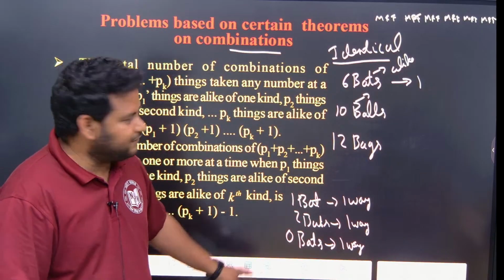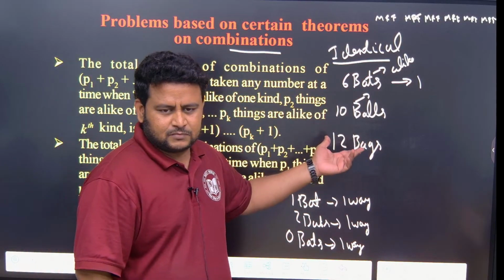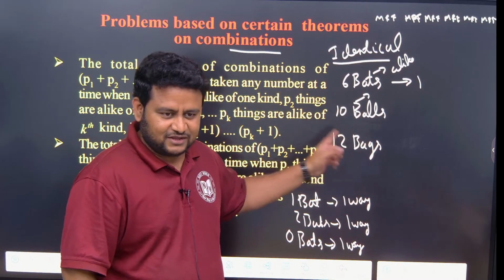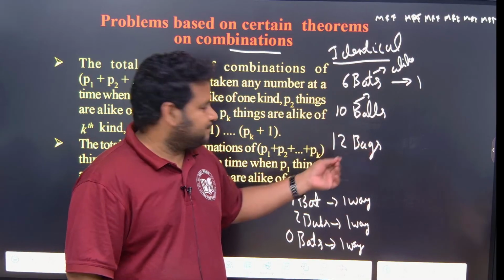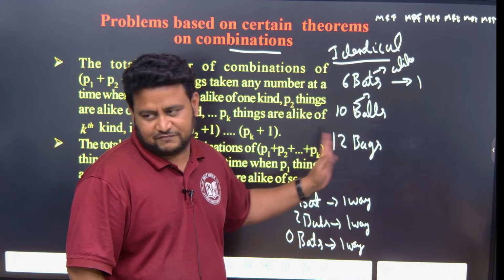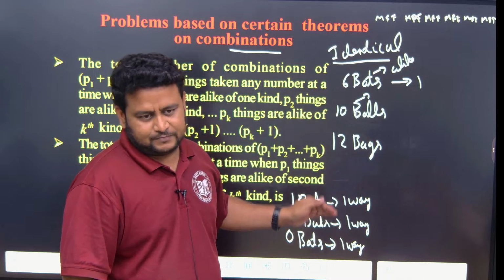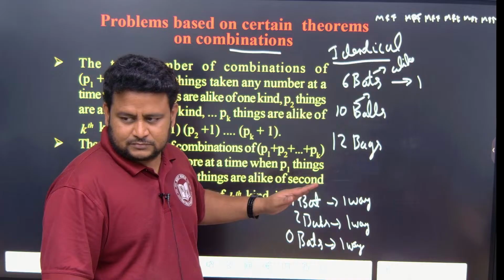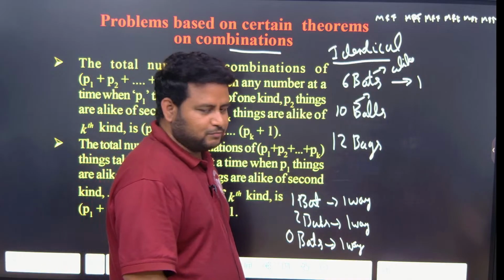Clear? 1 way only. Same thing goes for balls. 1 ball, 1 way. 10 balls, 1 way. Not 10 ways, 1 way. 0 balls, 1 way. 12 bags, 1 way. 1 bag, 1 way. 0 bags, 1 way. They are all alike. Understood? Clear? So this is the concept you must know.